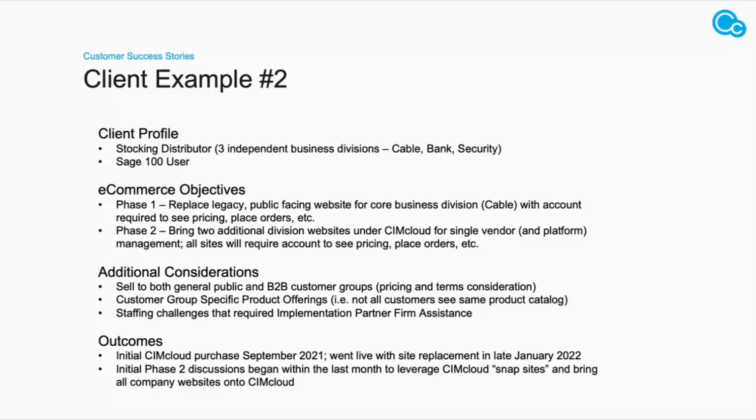But basically what they wanted to do was start planning out phase two so that they could go into 2023 with a January, Q1 project start to replace the additional two legacy websites. So they would have a single CIMcloud platform managing and running all three websites utilizing the same Sage 100 integration. So the planning of that is probably something we'll do over the next 3 to 4 weeks. And then they'll come into the new year with that project already queued up.